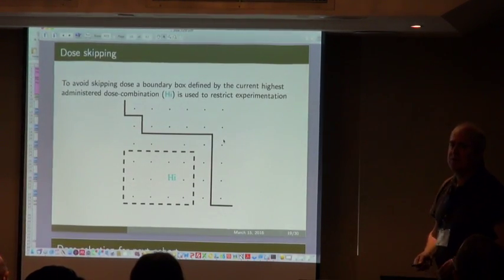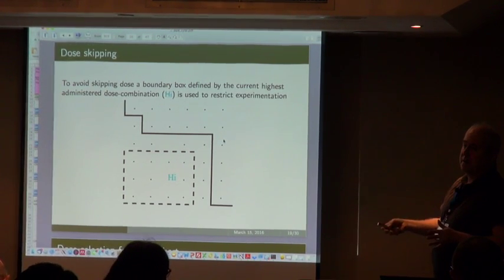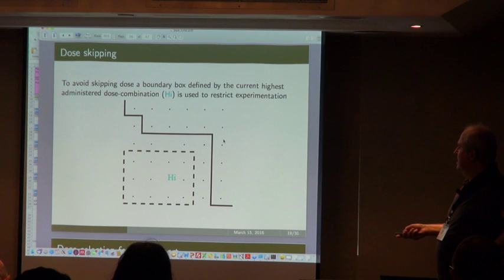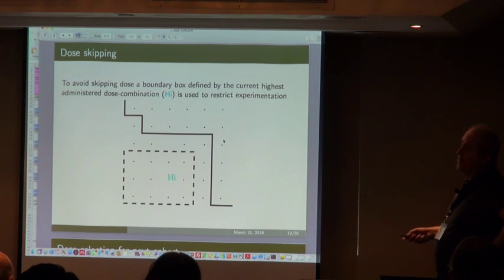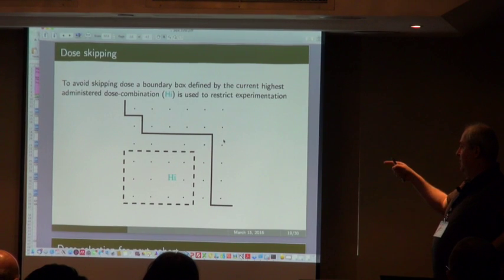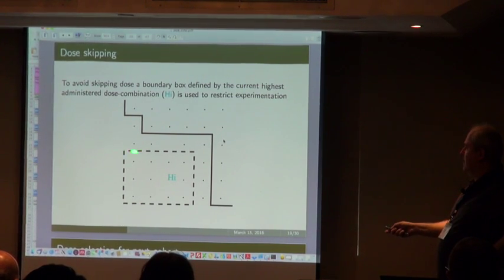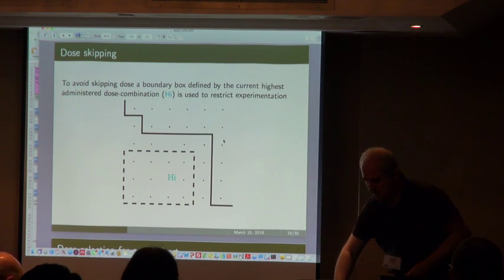And with all phase 1 schemes, people tend to avoid dose skipping, so we've allowed that as well. So if we're currently at this dose, which is 3-2, we only allow escalation of a single dose level in each direction. So we're only allowed to pick doses within a constrained box. So this is our sort of dose skipping constraint.